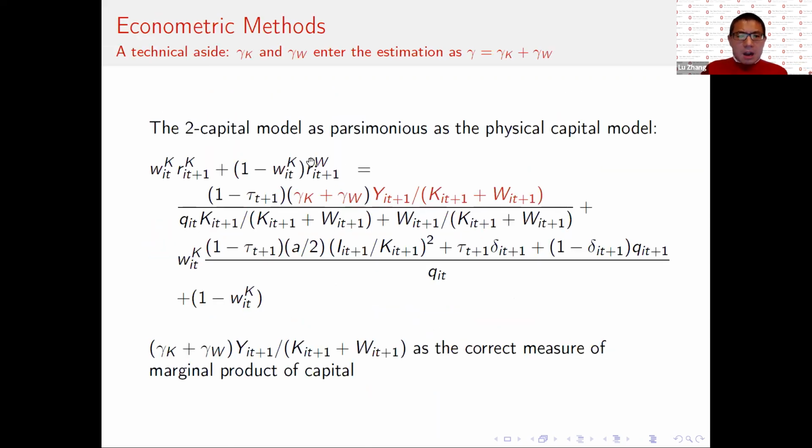It turns out in the model, if you write out the weighted average of the two investment returns, you see that gamma K and gamma W enter the picture only through their sum, which we call gamma. And on top of that, the marginal product of capital is proportional to sales divided by total capital, which is the sum of physical capital and working capital. In other words, sales divided by total capital should be the right measure of average product of capital, okay? And that's an important point empirically, which I will return to later.